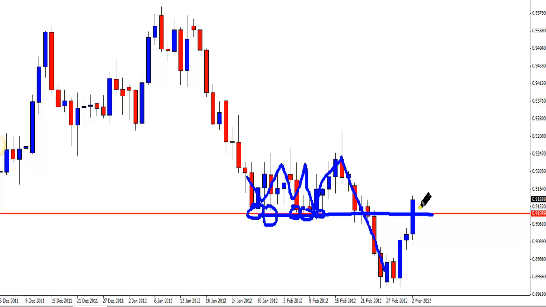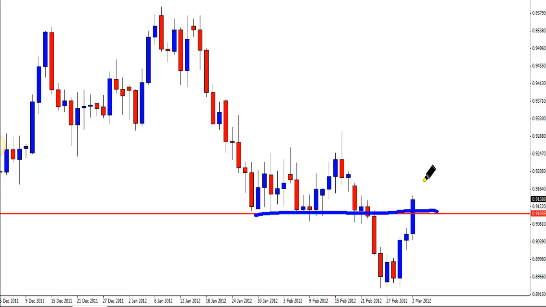Now, the reason we wait for confirmation, price action as confirmation, is because we don't want to be entered into trades when something like this happens. So we mark this line, we jumped down to our intraday charts and we were looking for some sort of rejection of this level.